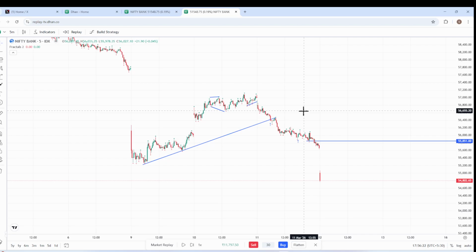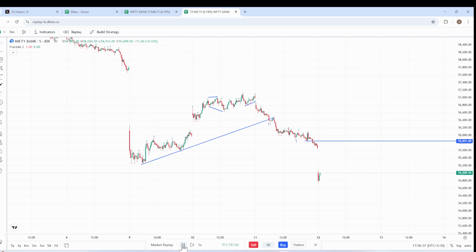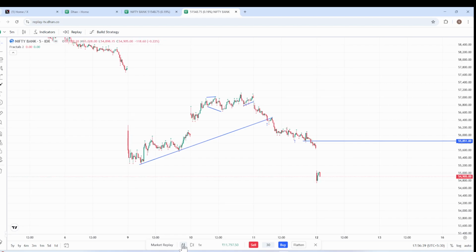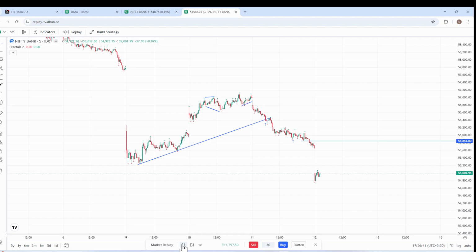The sell setups are very clearly visible. The buy setup is also very clearly visible. The people have to understand the buy setup and the sell setup. That's all, you start making money. Otherwise, it will be very, very difficult for people to understand this. They don't have a buy setup, they don't have a sell setup.